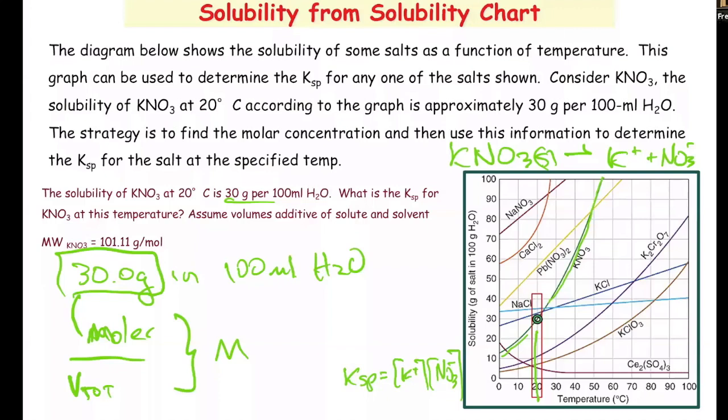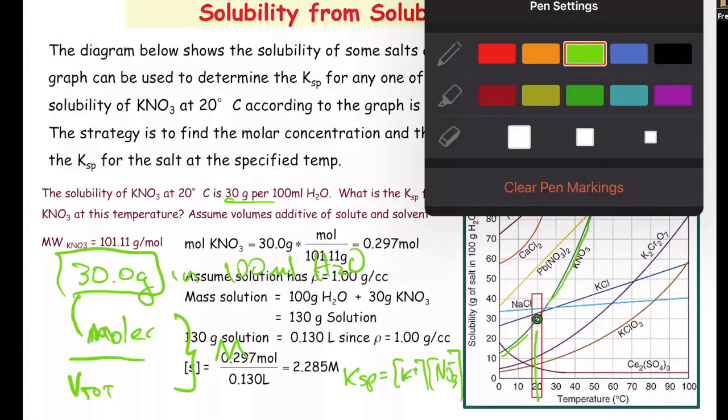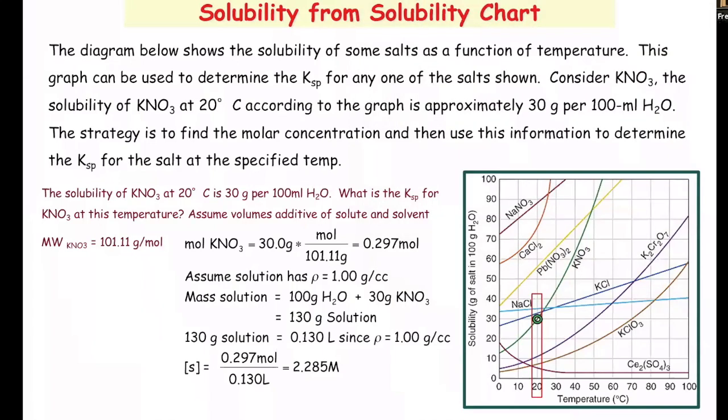Okay, so let's go ahead and do this math. You take 30 divided by 101.11. So let me clear this because I have that calculation for you. 30 divided by 101.11 is 0.297 moles. Now assume that it's additive, and I assume that the density of the solution is 1. Why? Because let's say that 100 milliliters of water is also 100 grams of water if we assume that the density of water is 1.